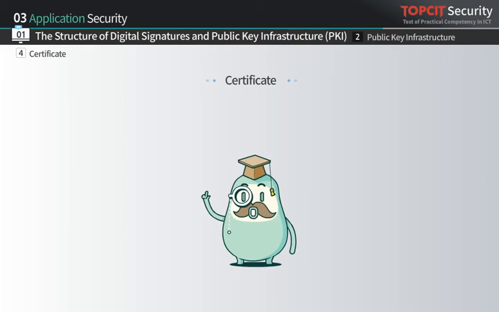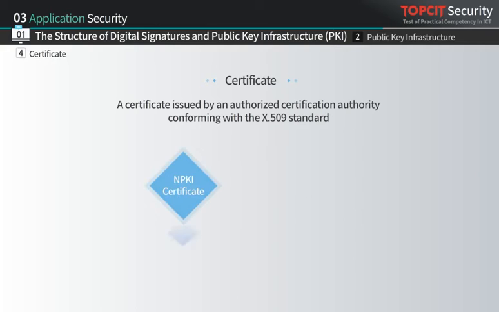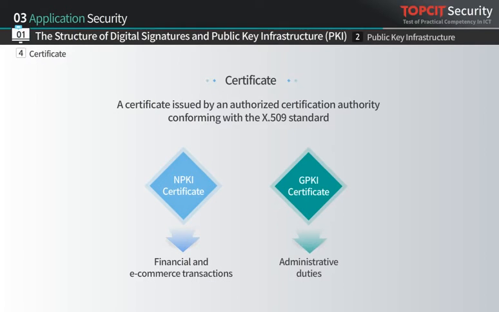Let's go into PKI certificates in more detail. Certificates conform with the X.509 standard and are issued by publicly authenticated authorities. The NPKI certificate is used for financial transactions and e-commerce for the general public. On the other hand, the GPKI certificate is used in administration institutions for administrative purposes.